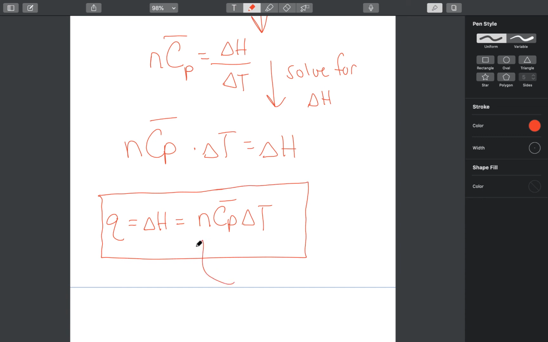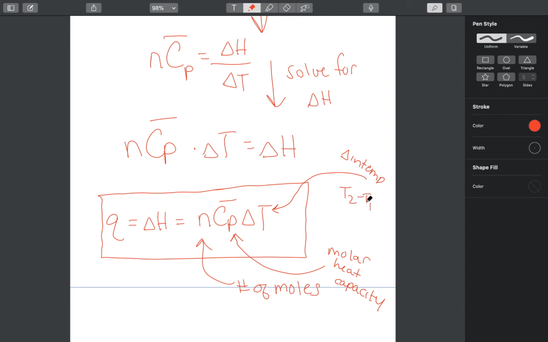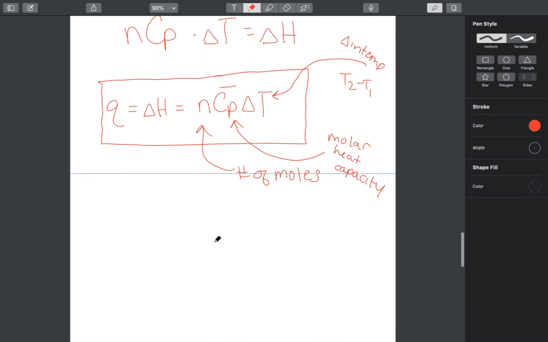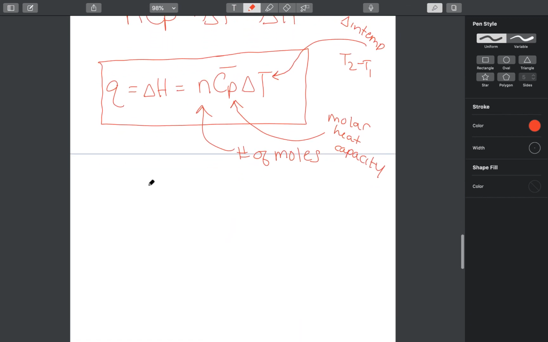where N is the number of moles, CP bar is the molar heat capacity, and change in T is the change in temperature, so T2 minus T1. Now there is another form of this equation that is actually more commonly used, where instead of using the molar heat capacity, we use the specific heat.